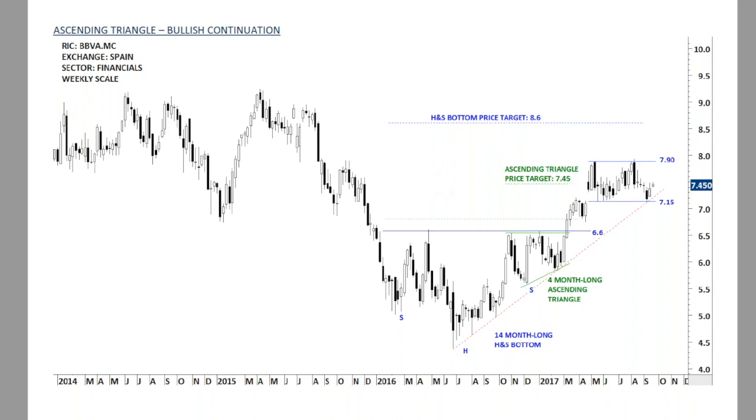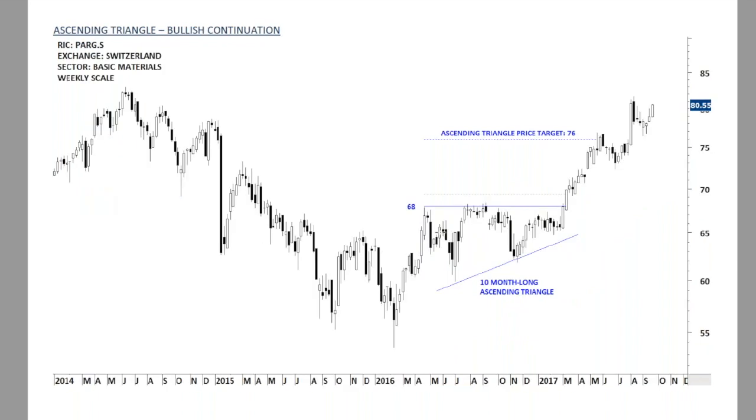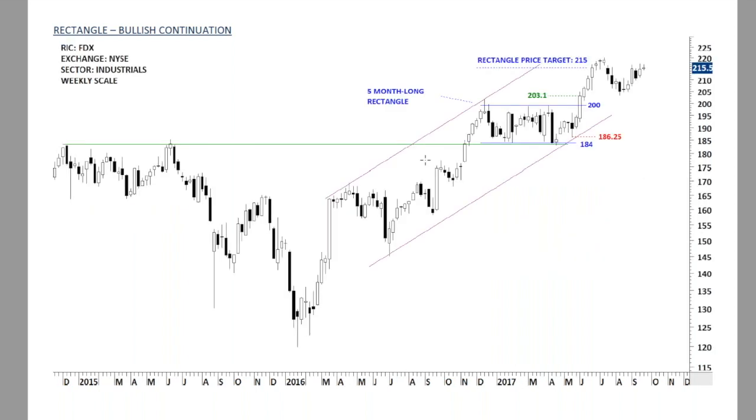So for example, if we look at this ascending triangle, we take the widest point of the chart pattern from the upper boundary to the lowest point of the first minor wave. We take this width and add it to the breakout point, which gives us 76 levels as the chart pattern price target. With rectangles, we don't have a widest part because each part of the chart pattern is equal width. So we take the width of the chart pattern and add it to the breakout point, which gives us the chart pattern price target, that is 7.8.